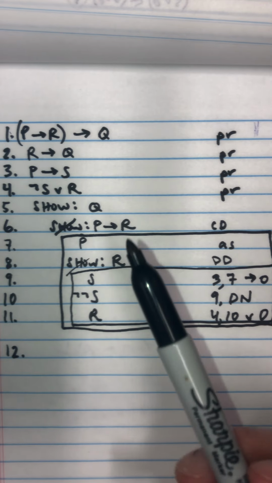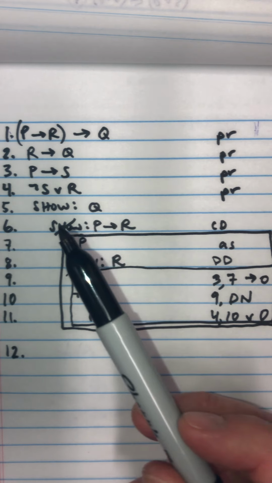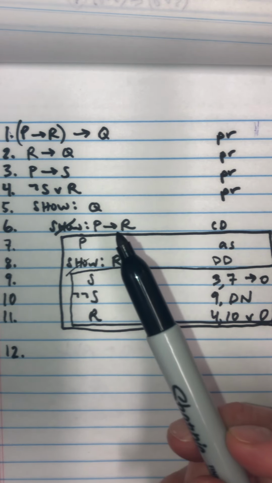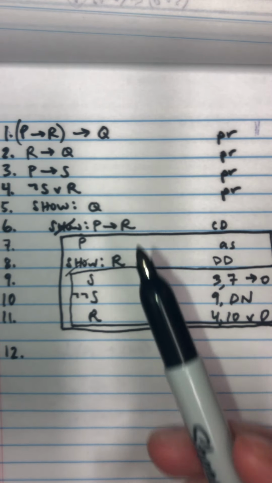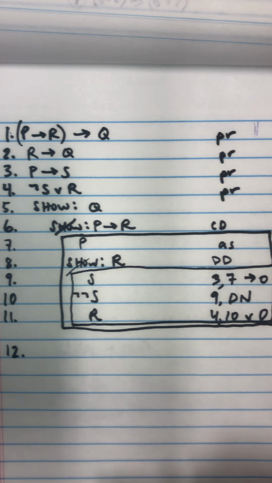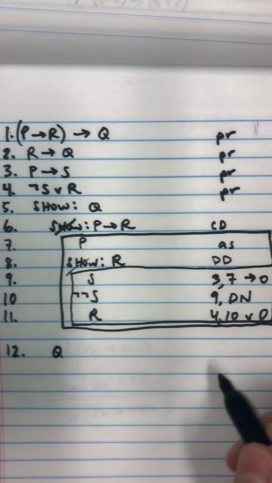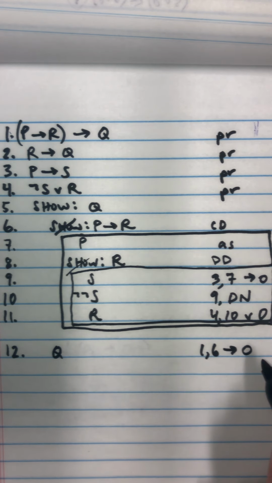Okay, so how are we going to go about showing Q? Well, if you look, we've got P arrow R. P arrow R is a canceled show line, which means we have it available, and it's not in a box. And in line 1, we have if P arrow R, then Q. And so we can appeal to 1 and 6 to get Q. That comes from lines 1 and 6 by arrow out.